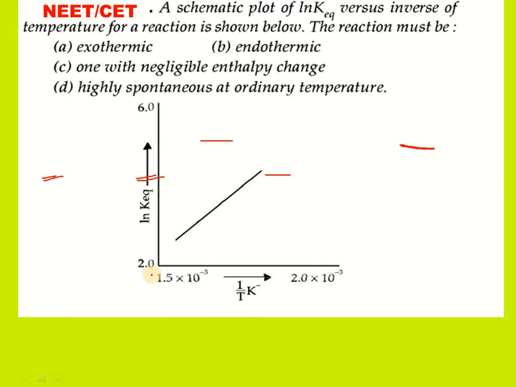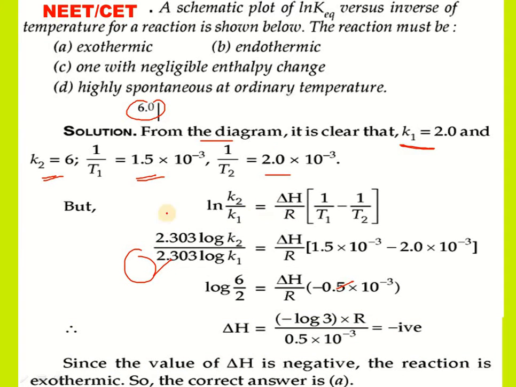See here, this is the value, here 6 is there, here 2 is there. So those things are substituted in this, and what we got is ln K2 by K1 is equal to delta H by R into 1 by T1 minus 1 by T2. In this, substitute the values from the graphical representation. This is log 6 by 2. So K2 is 6, K1 is 2.